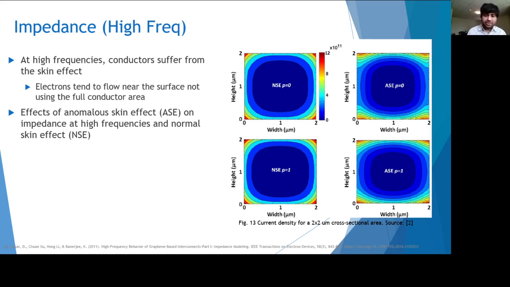So it's definitely better to have full scattering in terms of skin effect. But because of ASE, the resistance and inductance tends to be larger compared to if graphene had suffered from NSE. We'll see that in later slides, but the idea is graphene suffers from ASE, and that's the takeaway here.